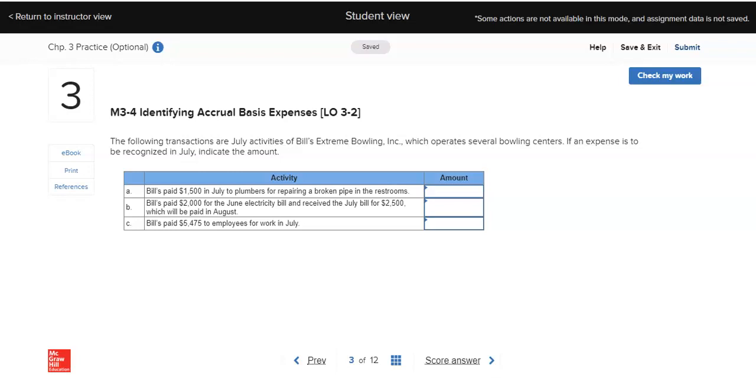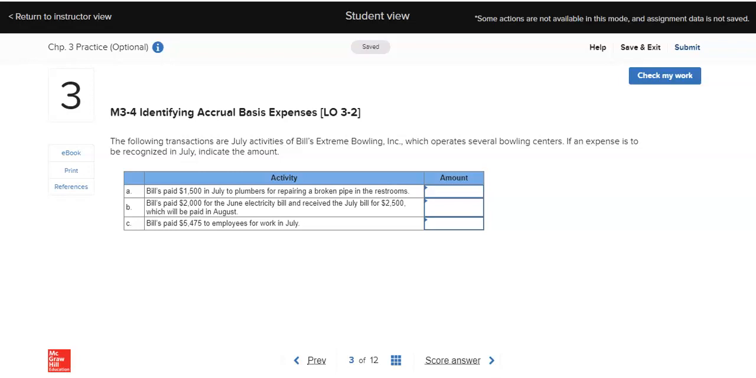So let's take a look at this problem. This is still on Bill's Extreme Bowling. The following transactions are July activities of Bill's Extreme Bowling, which operates several bowling centers. If an expense is to be recognized in July, indicate the amount. And by the way, in accounting speak, the word recognize means record.